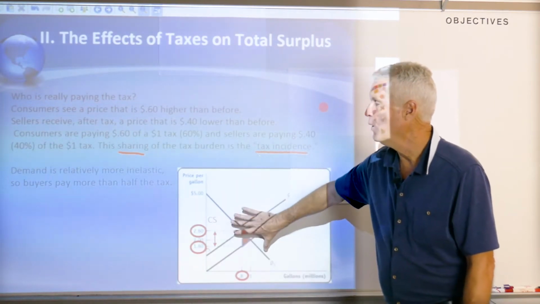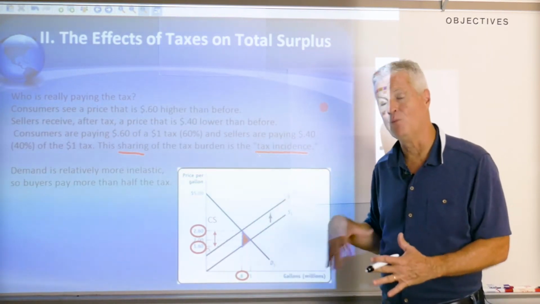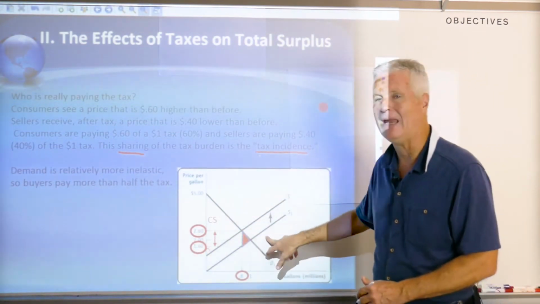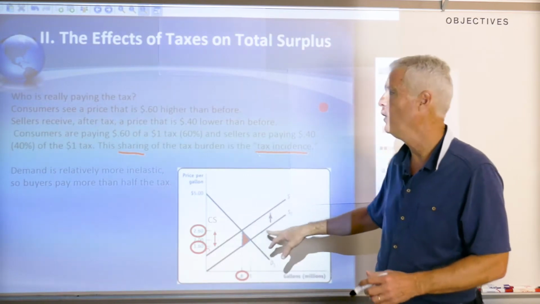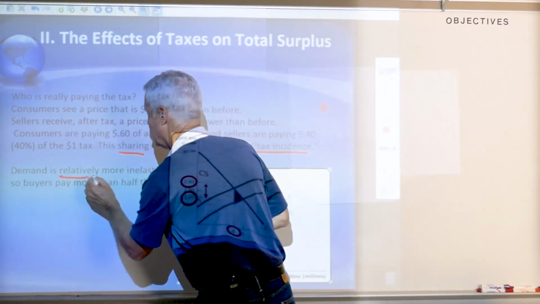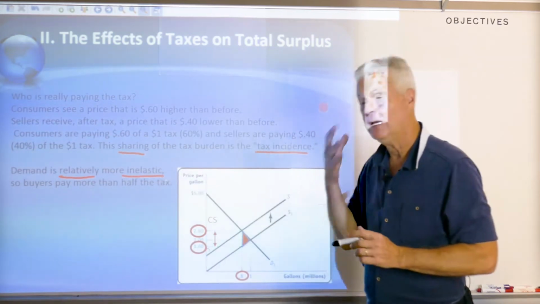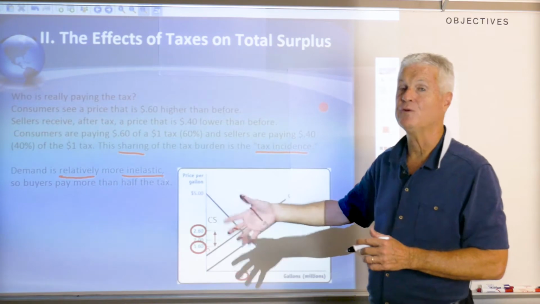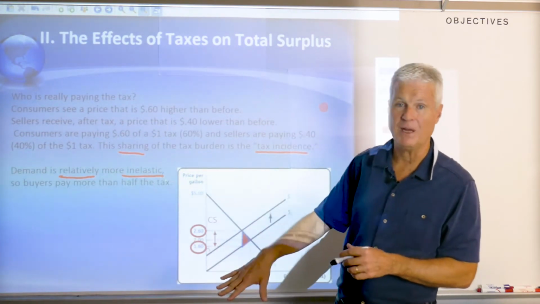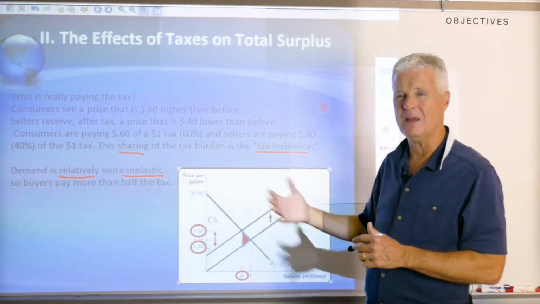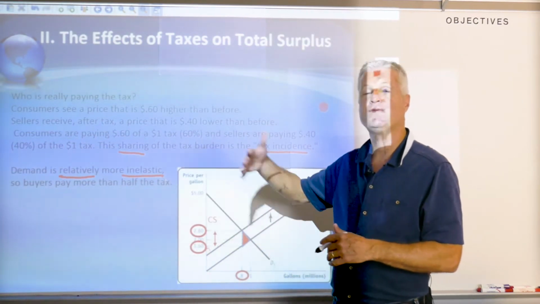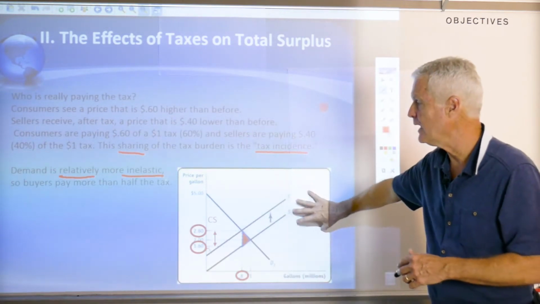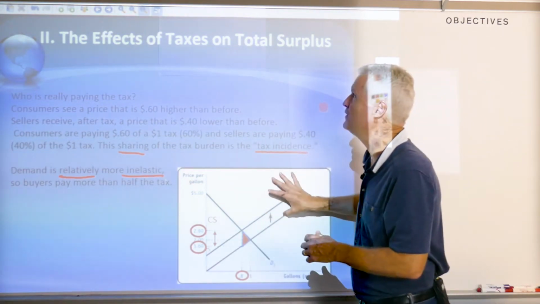Okay? Now, we also know who pays the most. Well, consumers do. 60 is greater than 40. That means demand is relatively inelastic. If demand's relatively inelastic, consumers pay more. If it was relatively elastic, consumers would pay less. Okay, and you could do the same thing with supply. Relatively inelastic supply would mean suppliers pay more. Okay, so that's also important. So make sure you have those couple of things down.